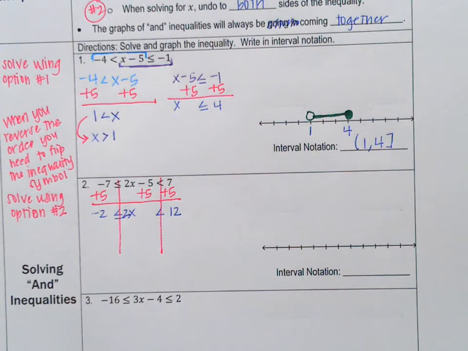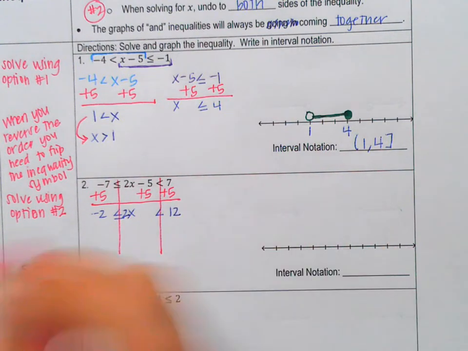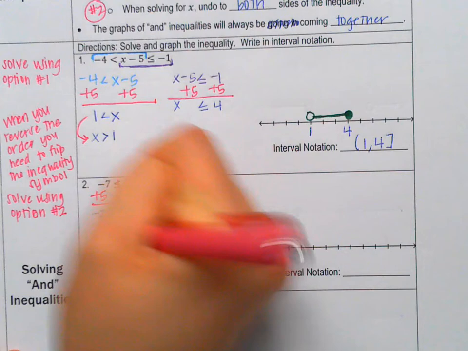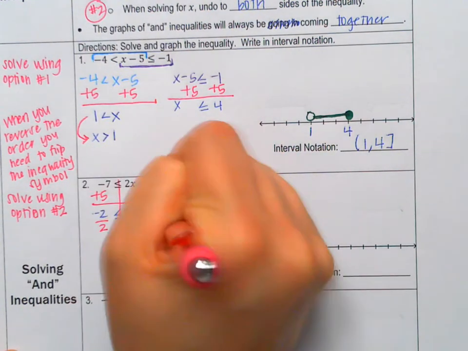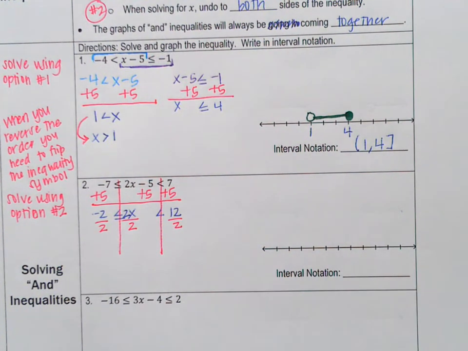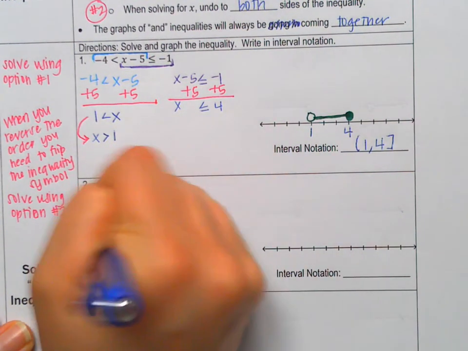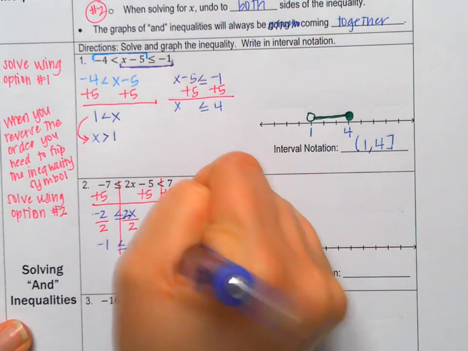And again, okay, we're still trying to get x by itself. It's attached to that 2. That 2 is being multiplied. So to undo the 2 from both sides, we're going to divide the middle by 2, which means we divide the left by 2 and the right by 2. So -2 divided by 2 is -1, less than or equal to x, which is less than 6.